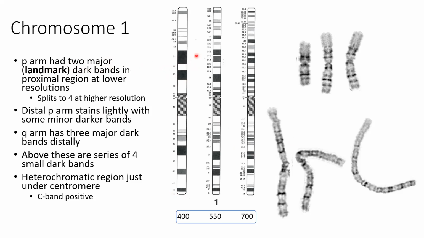These then begin to split at higher resolution into really 4 bands. So if I'm looking at these 2 bands on a 400 band level, I'm not going to see the split. I'm not going to see this lighter band in there. But when I get to 550 to 600, I see this band split. This is this band, and it's split here. And this is the region in here. And then that will be this 31.3 band.